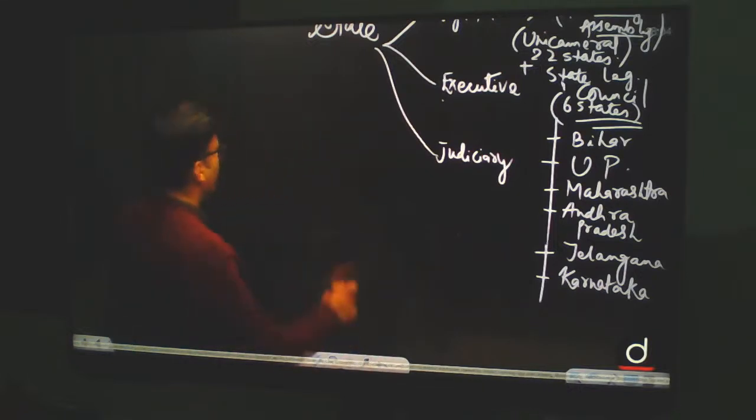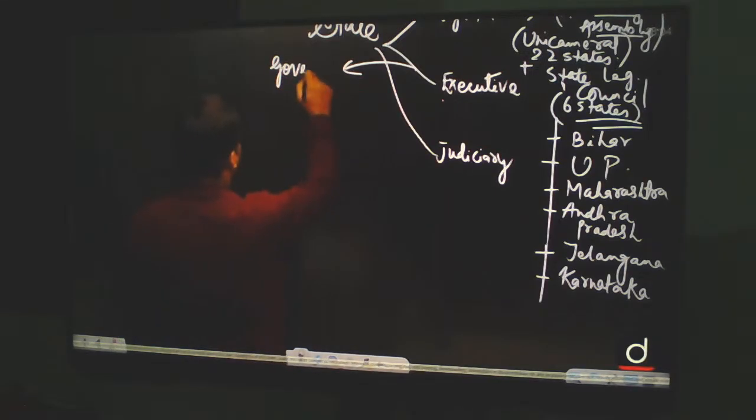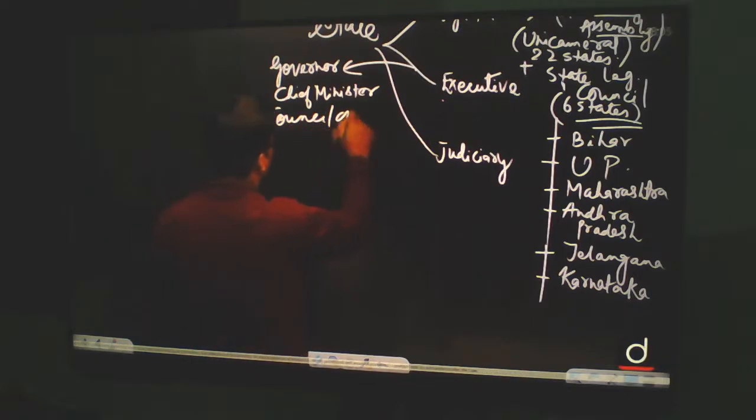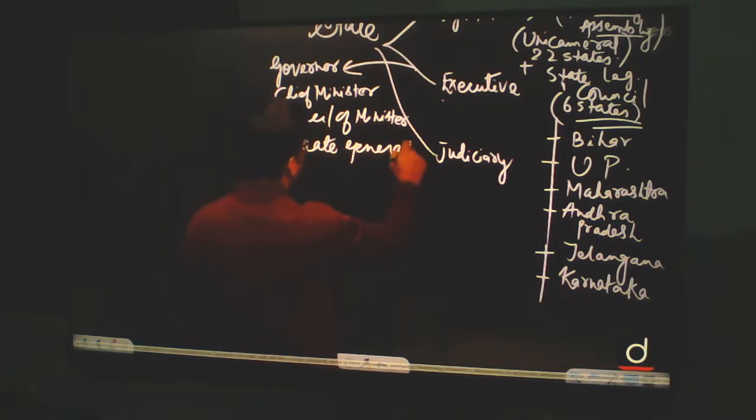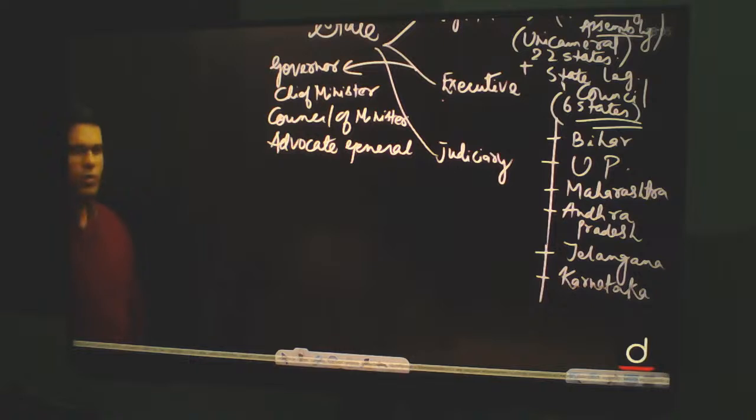Now it comes to executive. तो state executive में कौन कौन होंगे? यहाँ पर थोड़ा nomenclature बदलता है. Head of the state is governor, then you have a chief minister, then you have a council of ministers. ये नाम एकदम सेम होते हैं. And now, instead of attorney general, you have advocate general in the state. This constitutes the state executive.